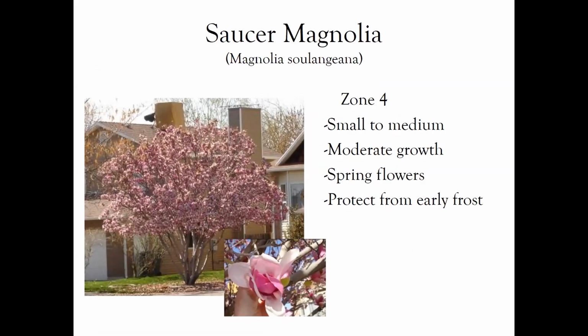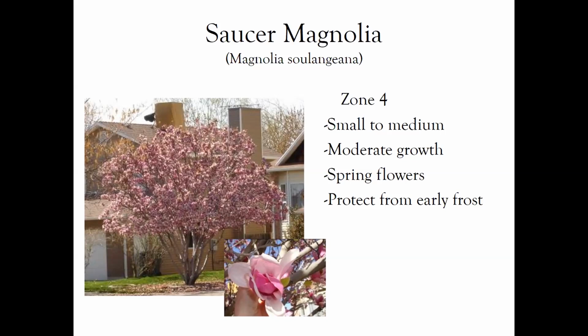Saucer magnolia is really one of the two main magnolias that grow well in the high pH soils. Southern magnolia, which a lot of people are familiar with from other parts of the country, does not do well in Utah, but this one does. So this is Magnolia soulangeana. It's plenty hardy here. It's zone 4, small to medium. It does produce flowers in the spring.